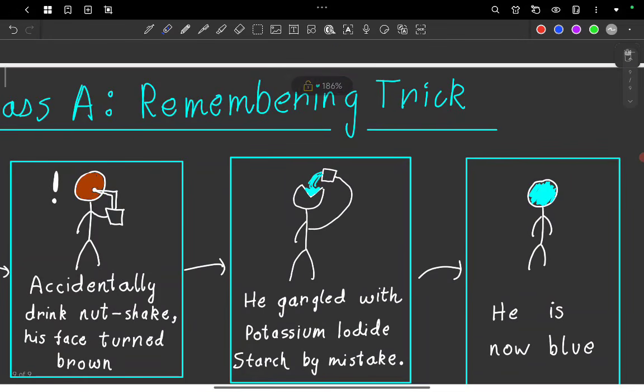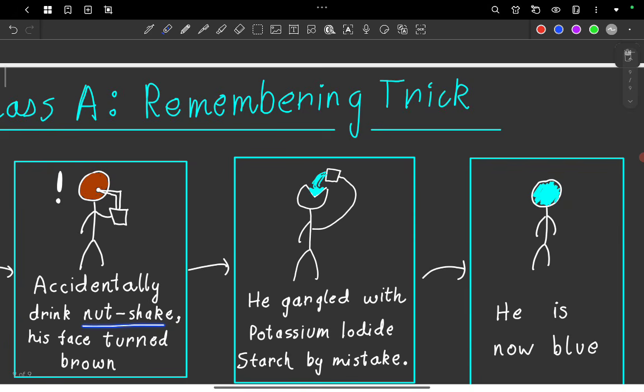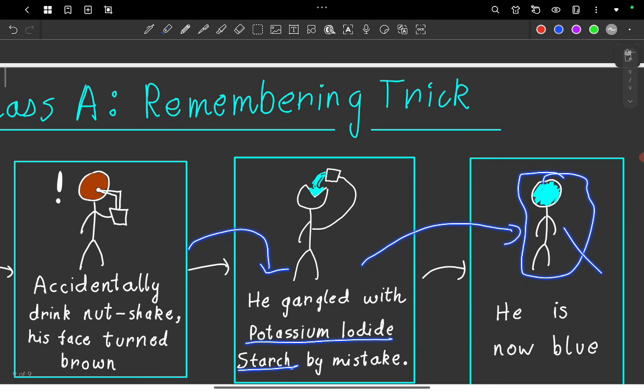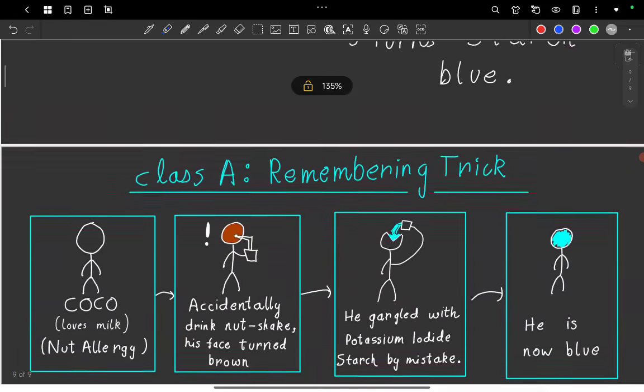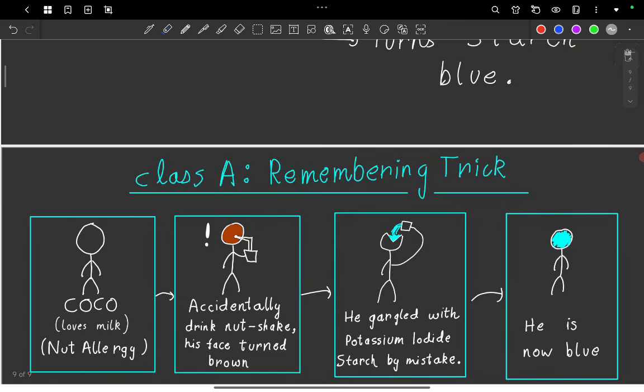Basically, our guy is a very pure type of person. He loves rainbows, and from brown he has turned to blue because first he drank nitrite ion, then he gargled with something which was the confirmatory test of the nitrite ion, and then he became the embodiment of the inference of the confirmatory test of the nitrite ion. So this is how you can remember the test for the carbonate and nitrite ions in this one story.